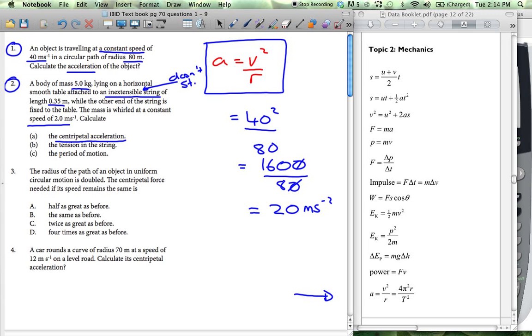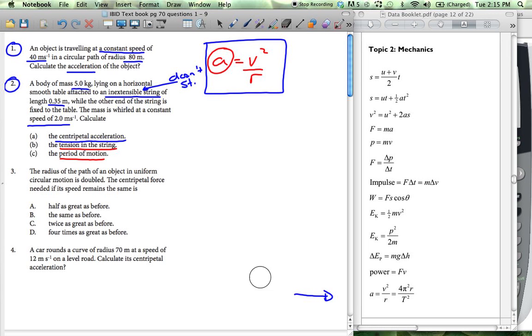This here is our centripetal acceleration. Then we have the tension in the string. This is the force. And then the period of motion. This is the time taken for one complete oscillation.